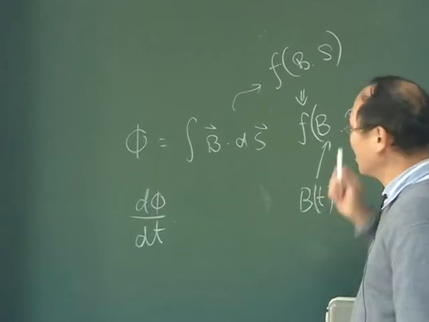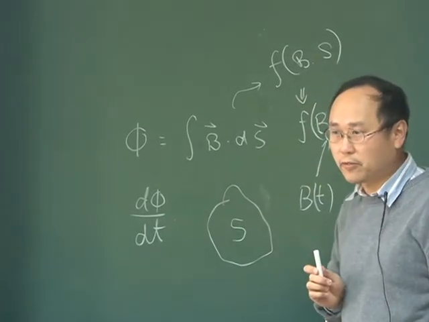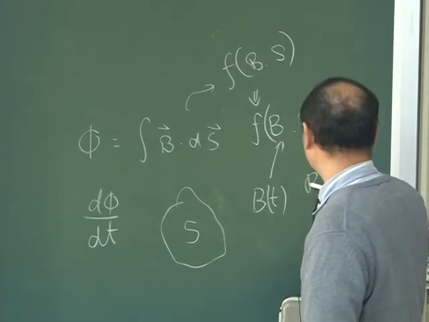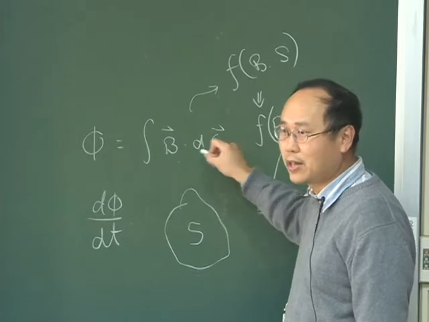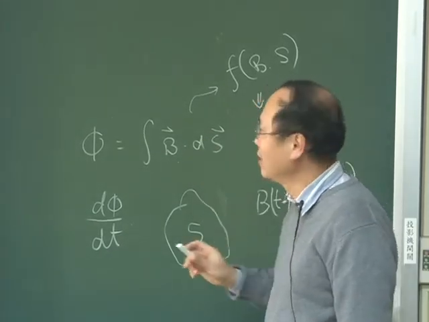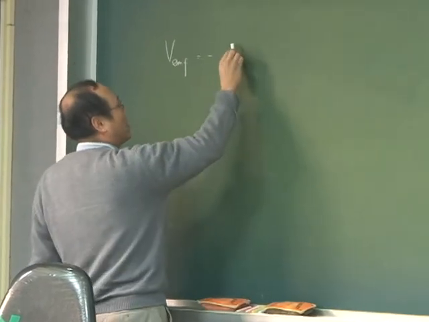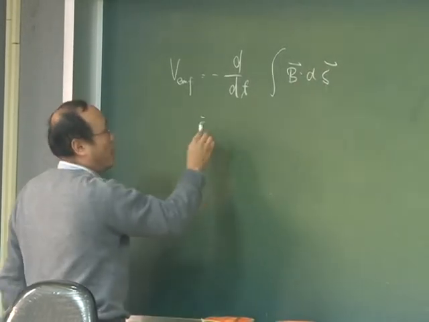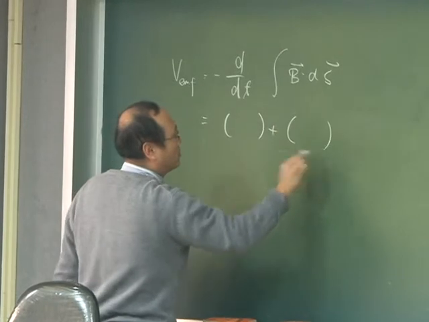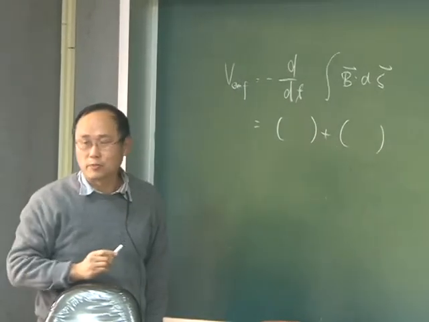So when you do this total differentiation, you have to consider that this B could be a function of time. The area could be a function of time as well, and this R could be a function of time as well. So you have to do the differentiation on B and also S, but not just on B. So this equation, you have to do two differentiations. V_EMF equals minus the differentiation of B dot dS. You have two terms, 1 plus 2.